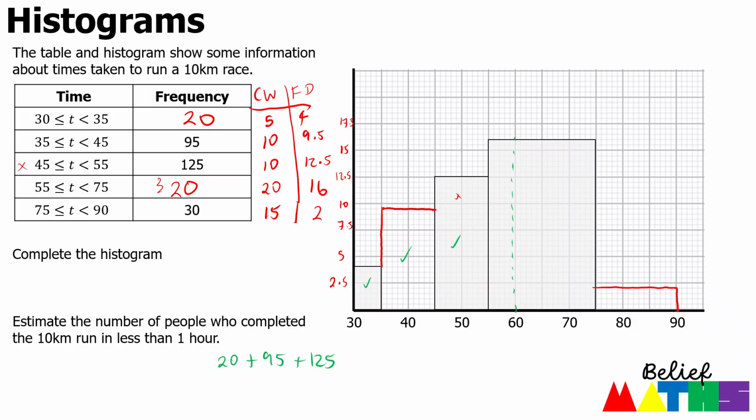And then we can do this last bit in one of two ways. We can either say, well, okay, let's work out the area here, which is 5 times the height, which is 16. That's 80 people. Okay, so add on our 80. Or we could have said, well, we can see that that's clearly just a quarter of the box, and a quarter of 320 is also 80. If we add all those together, so 20 plus 95 plus 125 plus 80, that gives us an answer in total of 320. So 320 people finished the race in less than 1 hour.